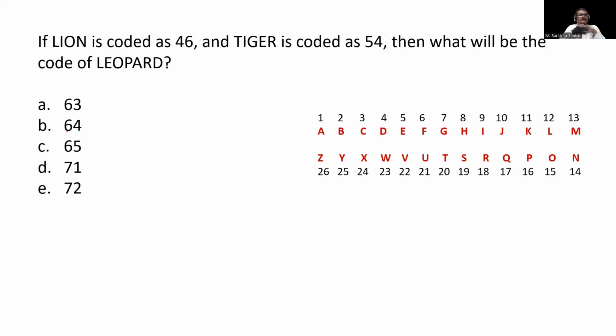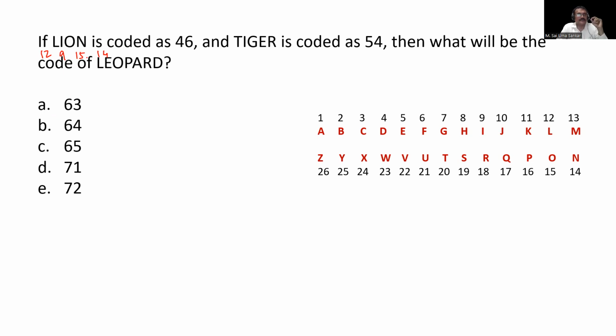And next, LION is coded as 46. TIGER is coded as 54. What will be the code for LEOPARD? L is 12. I is 9. O is 15. N is 14. So 12, 21. 21 plus 19, that is equal to 40. Here 46 is there. Okay, now what is the next one? TIGER is coded as 54. Then what is the LEOPARD? That is the question.